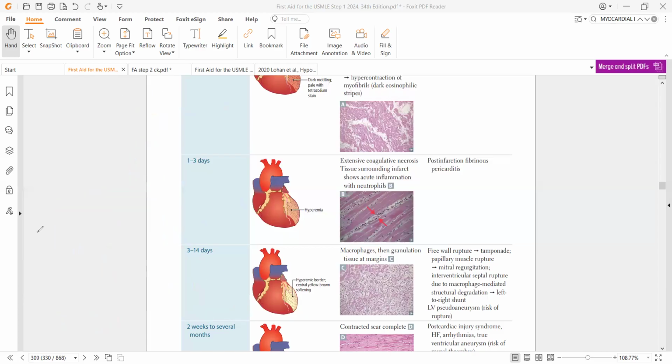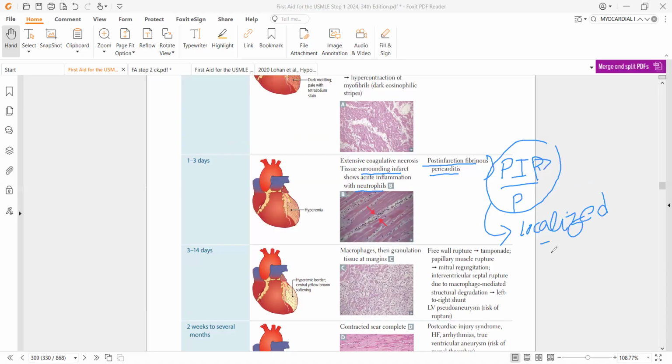During this post-infarction or fibrinous pericarditis, which is also known as PIP, peri-infarction pericarditis, the area surrounding the infarct shows acute inflammation with abundant neutrophils. This PIP is due to localized inflammation, and the mechanism is a transmural infarct. So ST segment elevation infarction increases the risk of pericarditis, right? While the Dressler syndrome is autoimmune pericarditis, due to antibodies produced against the myocardium.